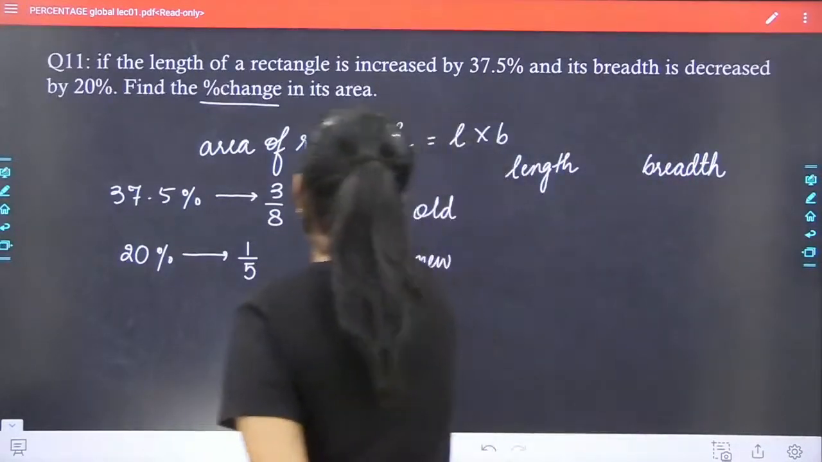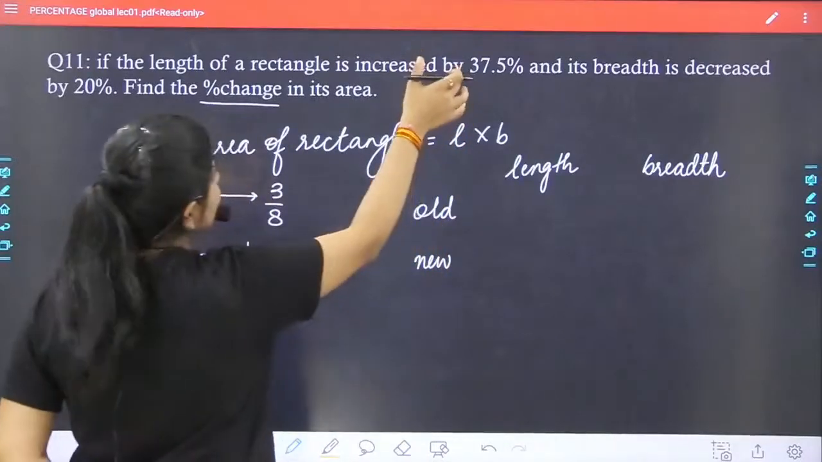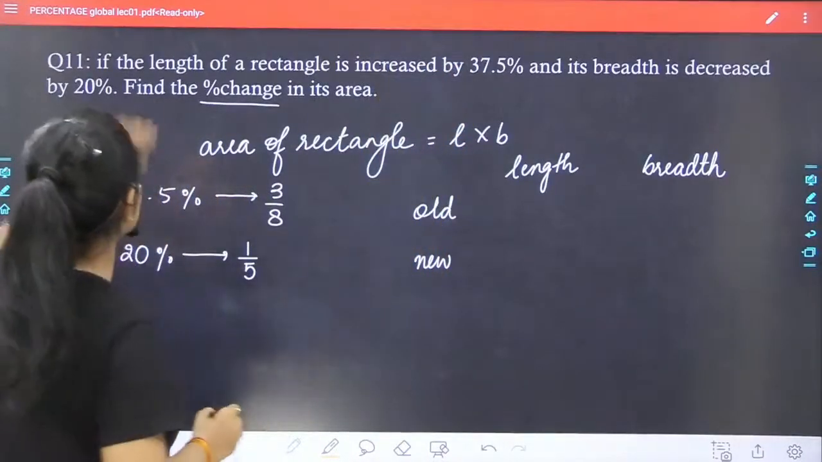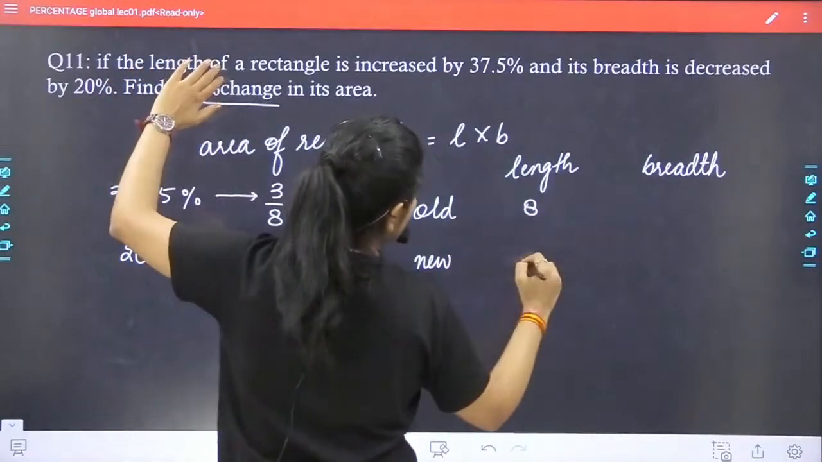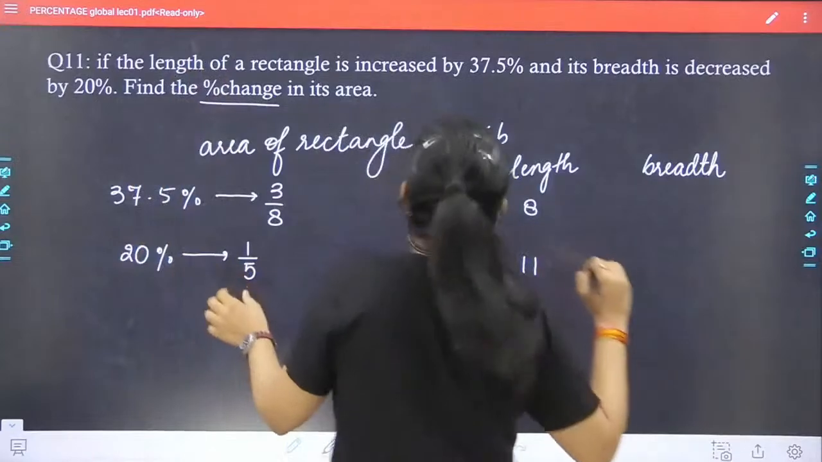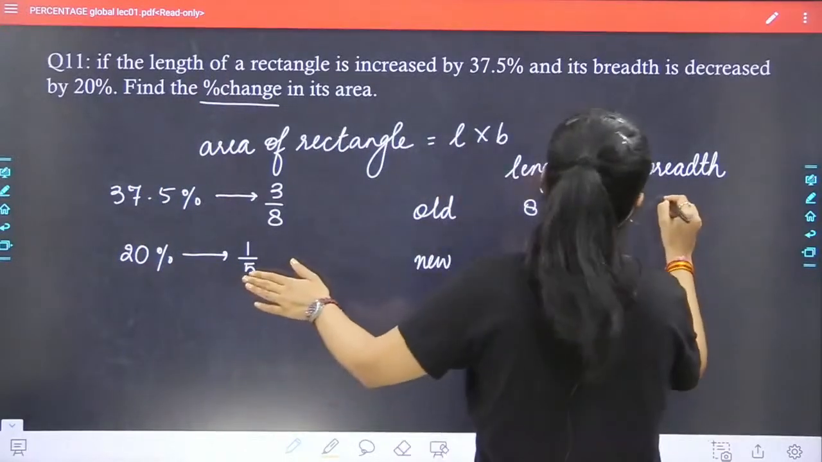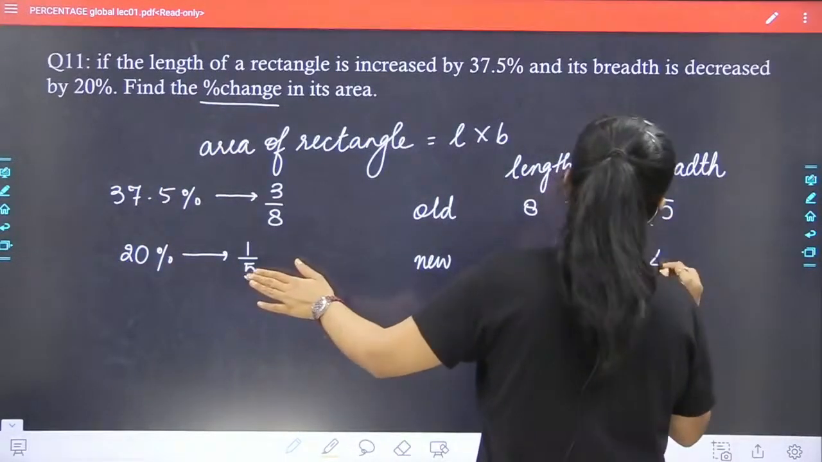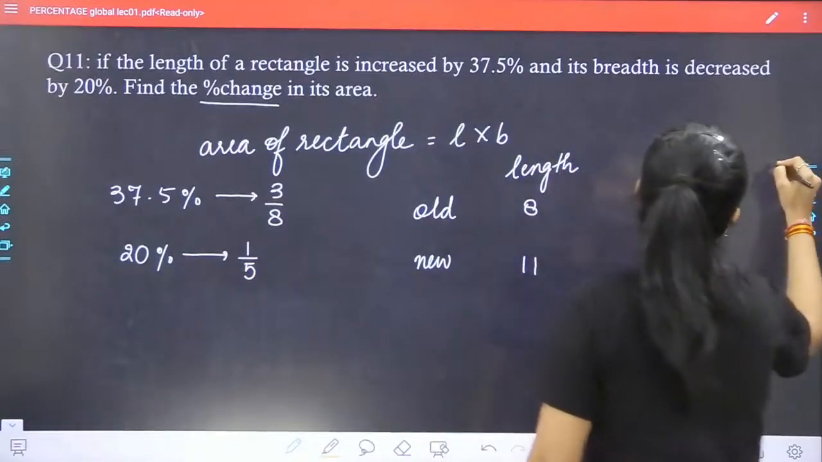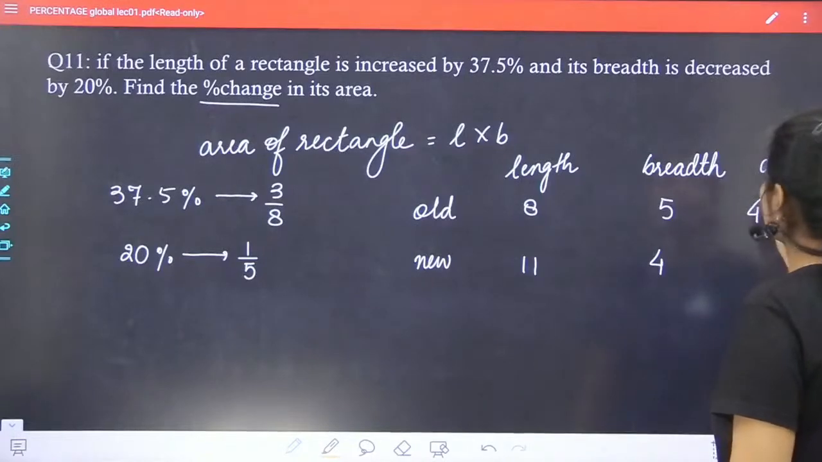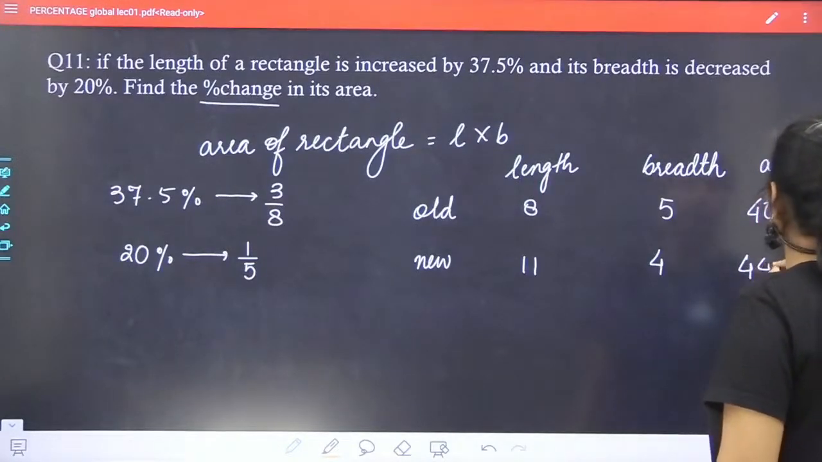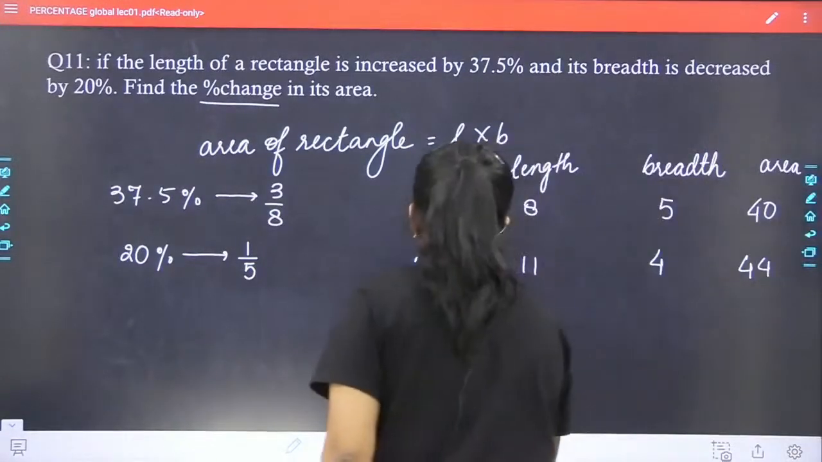Okay. There is an increase of 37.5% in the length. That means if the old value is 8, it will become 11. And there is a decrease, so if the old value is 5, the new value is 4. If we multiply, or we can calculate the area from these values, we will get 40 over here and 44 over here.